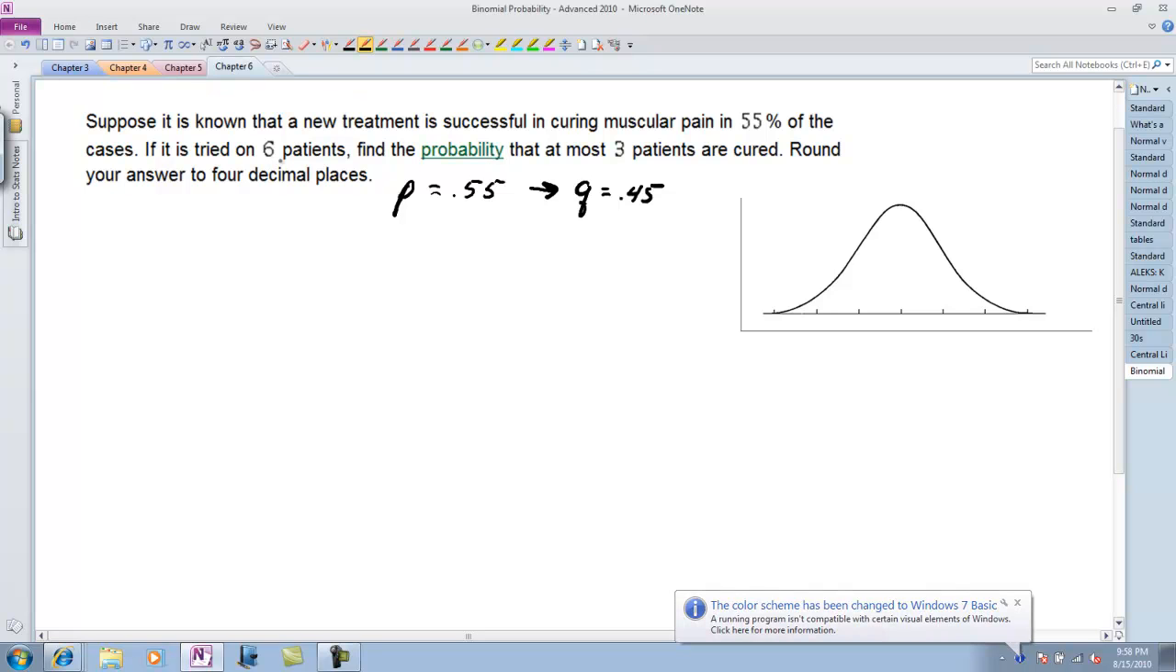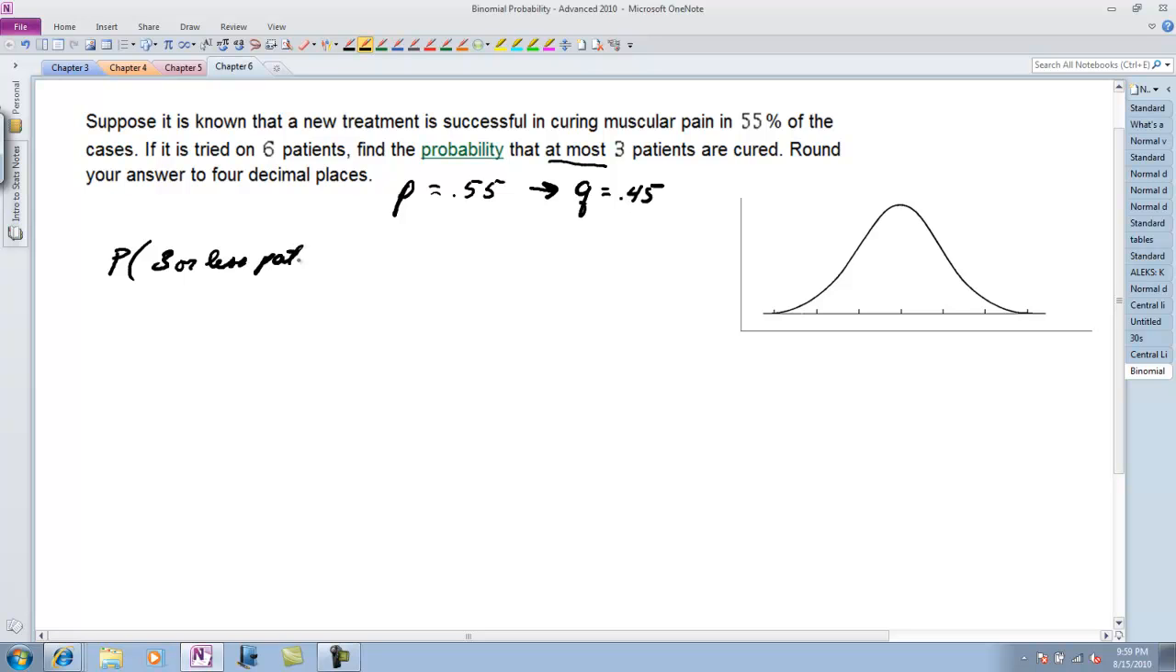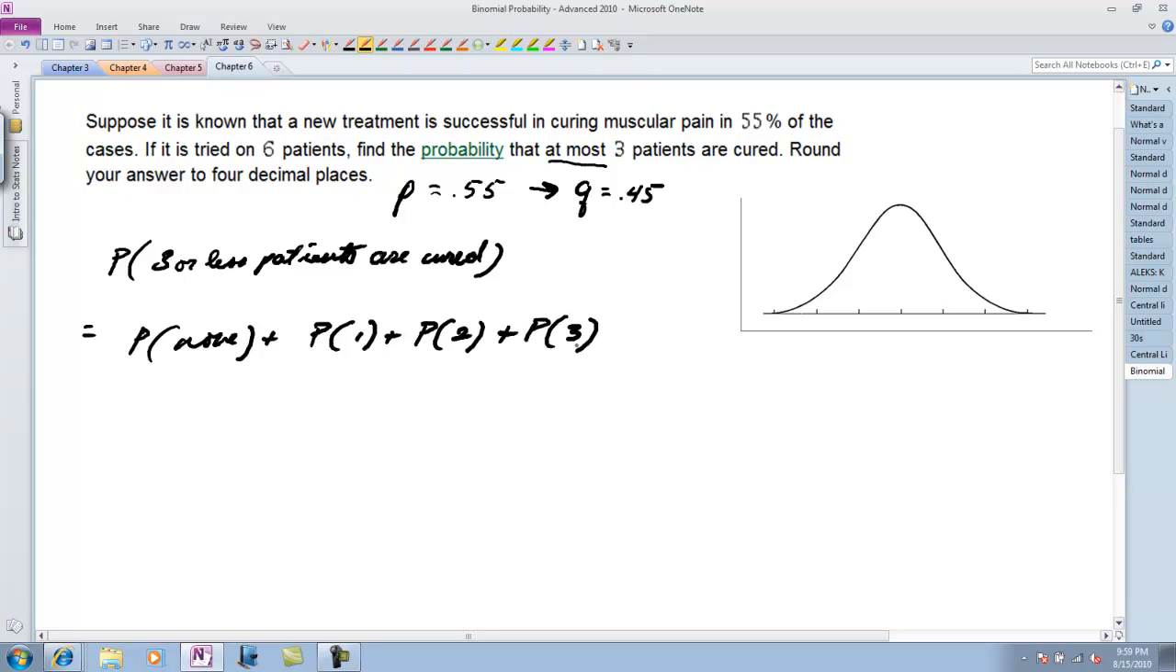If it is tried on 6 patients, find the probability that at most 3 patients are cured. So that's find the probability that 3 or less patients are cured. Well, the probability of 3 or less is going to be equal to the probability of none, of 1, of 2, and of 3 all being added together.